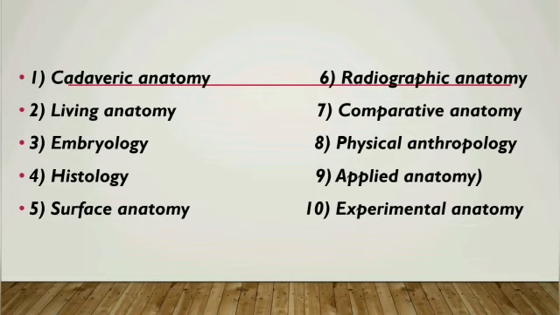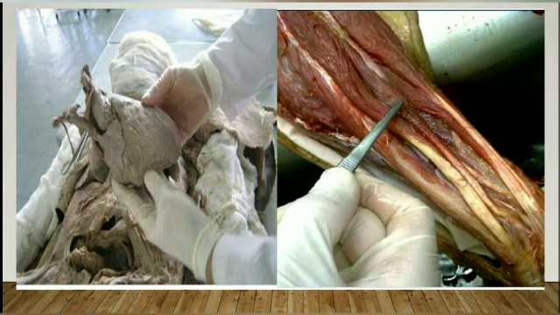Initially, anatomy was studied mainly by dissection, but the scope of modern anatomy has become very wide because it is now studied by all possible techniques which can enlarge the boundaries of anatomical knowledge. Some subdivisions of anatomy are cadaveric anatomy, living anatomy, embryology, histology, surface anatomy, radiographic anatomy, comparative anatomy, physical anthropology, applied anatomy, and experimental anatomy. Cadaveric anatomy is studied on the dead body, usually with the naked eye, and is also called macroscopic or gross anatomy.